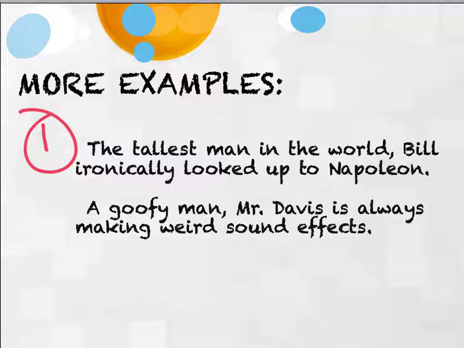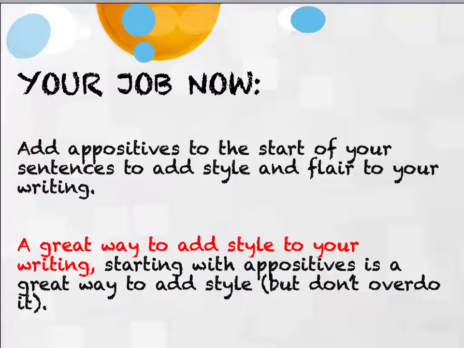More examples here. One about the tallest man in the world that I made up. Two, this one's about me. Your job now. Add appositives to the start of your sentences to add style and flair to your writing.